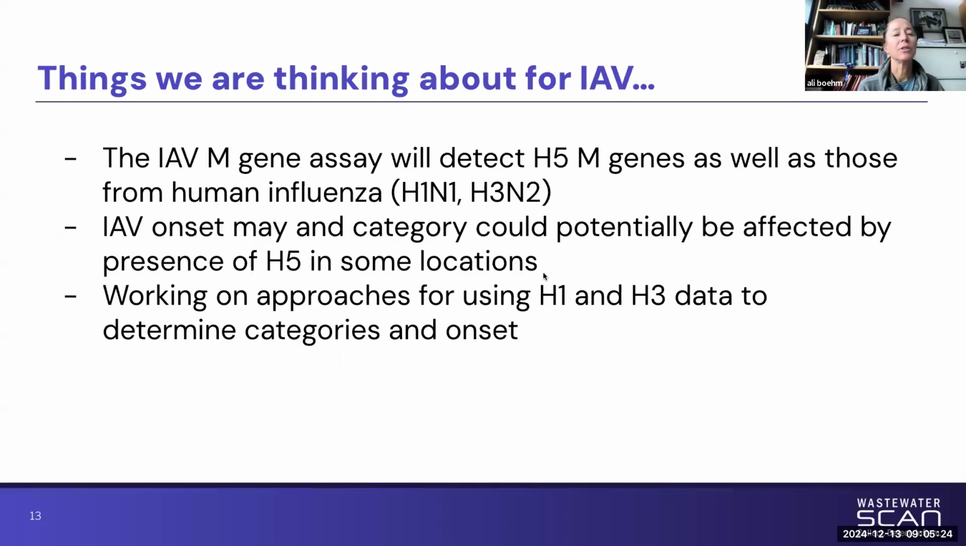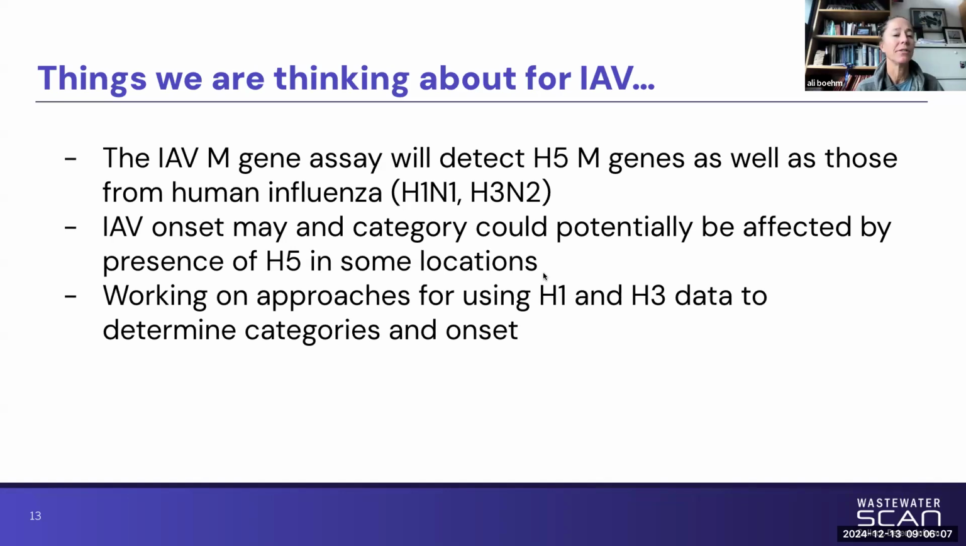Next slide. So things we're thinking about for influenza A data interpretation right now is that the influenza A M gene assay will detect M genes from the H5N1 virus as well as those from human influenza. So if we see increases or high levels of influenza A M gene, we don't know right now if it's from H5 or H1N1 or H3N2, the more human-associated influenzas. That data alone could be confounded by the presence of dairy products potentially in the waste stream.